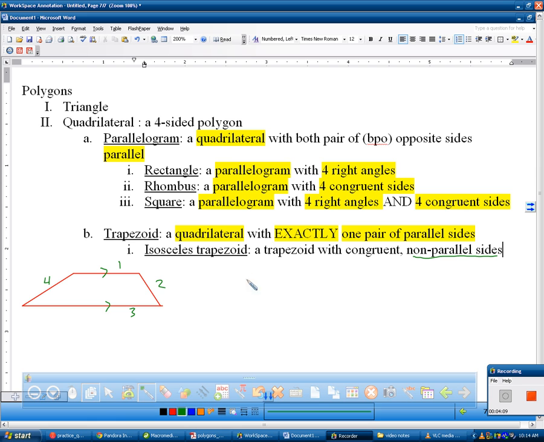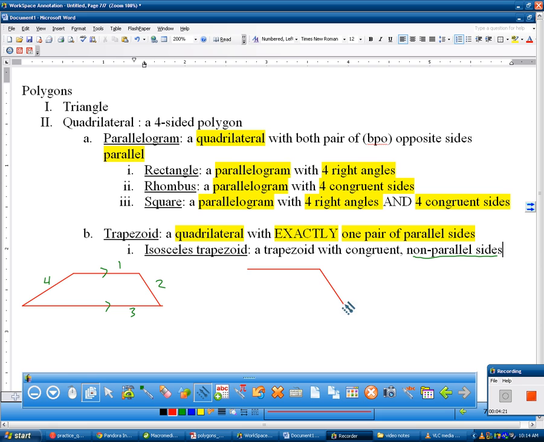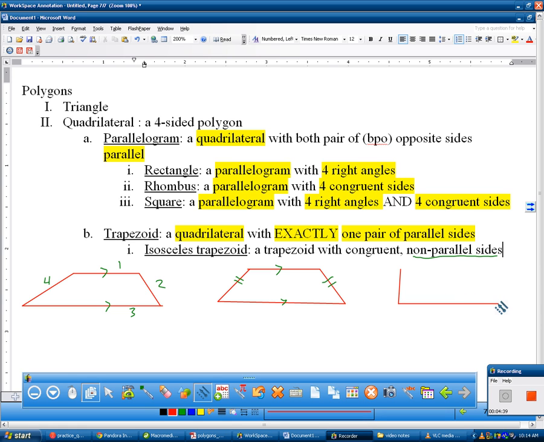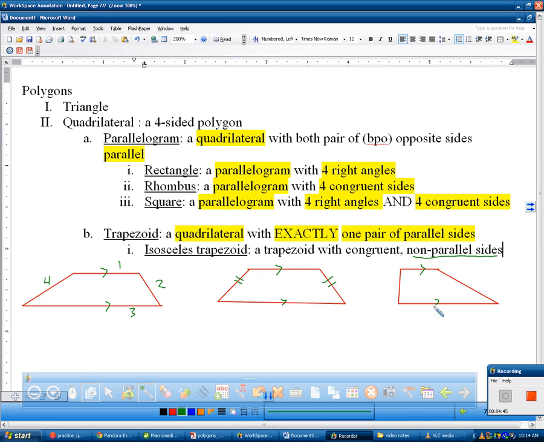So an isosceles trapezoid is a trapezoid first, but then it's got the parallel sides, and then what's special about the non-parallel sides? They are what? Congruent. The other version of a trapezoid may look something like this. Now, does it look like on this one that this could be an isosceles trapezoid? No, it couldn't be. Why not? Yeah, because they're not congruent.